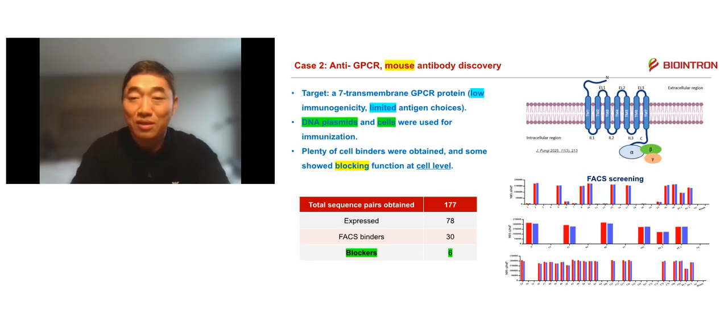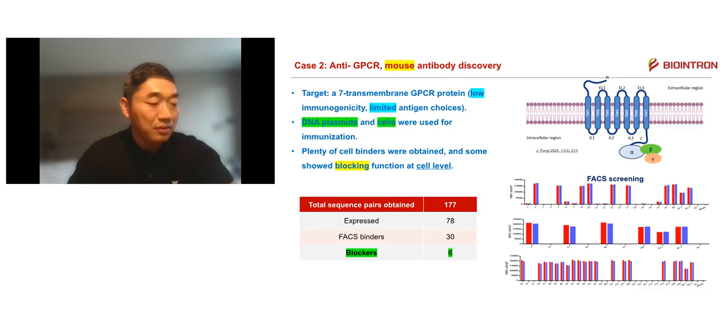In this case, since there's no protein antigen available, we tend to use DNA and cells to immunize mice. But still, we finally got plenty of cell binders, as shown in the screen. From the 177 paired sequences, we chose 78 to express. Among the 78, we got around 30 cell binders. And we were so lucky that among these 30 cell binders, 6 of them are blockers, so they are functional ones at the cell level.